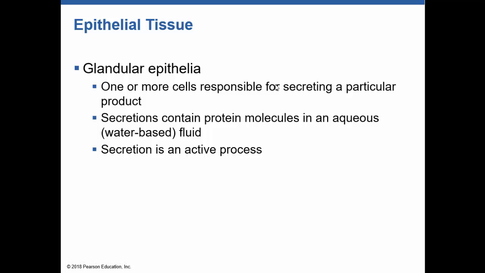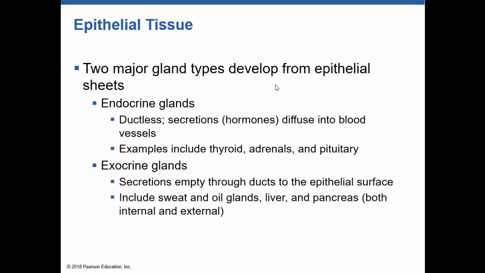Glandular epithelia are associated, of course, with glands being able to secrete something. Most of these are going to be an aqueous or water-based solution that has proteins in it, and it's a very active process. You see this being used in the endocrine glands. These are ductless, so there's not an actual specific spot that the secretion comes out of. It just diffuses across membranes into the blood. And you see this in the thyroid, adrenal glands, pituitary glands.